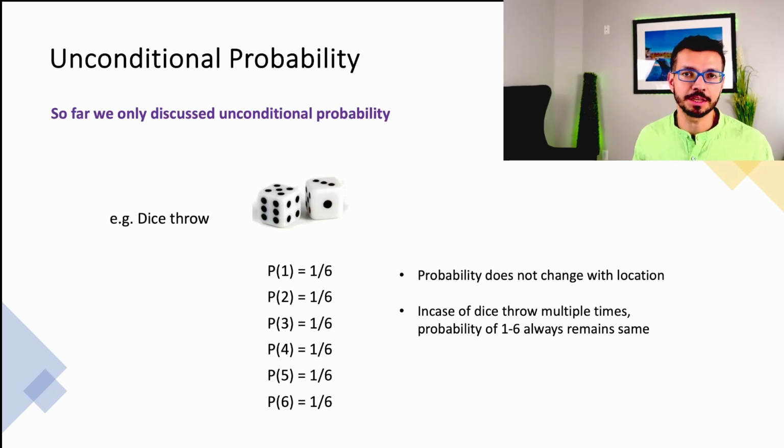If you have been following the playlist for statistics or probability, then all of the examples that we have discussed so far are the classic examples of unconditional probability. The reason is that there hasn't been any additional condition provided per se. For instance, one example that we keep using is throwing a dice. If it is a fair dice, the probability of getting 1, 2, 3, 4, 5 or 6 remains exactly the same, which is 1 upon 6. And it really doesn't change how many times you throw the dice or where you are throwing the dice.